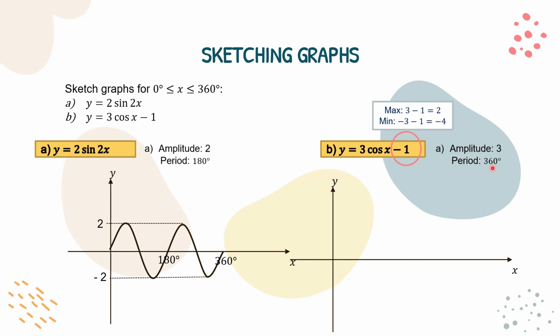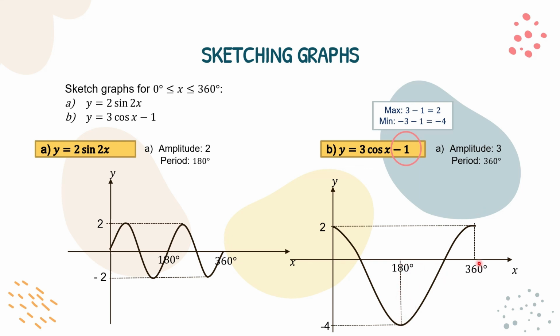So the period is 360, complete one cycle. Maka kita akan lukis satu sahaja cycle. Cuma graf kita ke bawah sikit sebabnya minimum point kita negative 4, but the maximum point is 2. So graf kita lebih ke arah bawah berbanding the original y is equal to cos x. And the important points here, the middle will be 180 and the end here will be 360. So that's how we're going to sketch graphs for trigonometric functions.